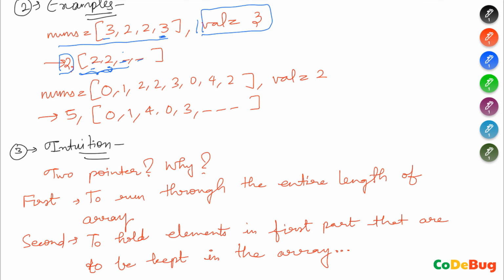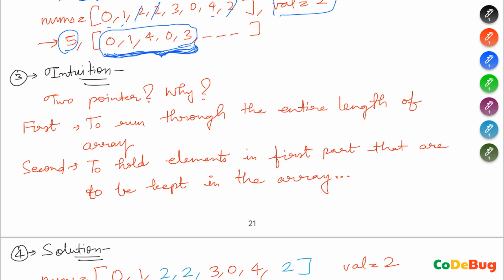In the second example, the value is 2, so if we remove 2 from the array nums, we'll have 0, 1, 3, 0, 4, and 0, 1, 4, 0, 3. Also, one more thing to notice here is that the order in which we return the result does not matter. Only the value k and those elements placed in the first part of the array matter. Now let's go through the intuition for this problem.